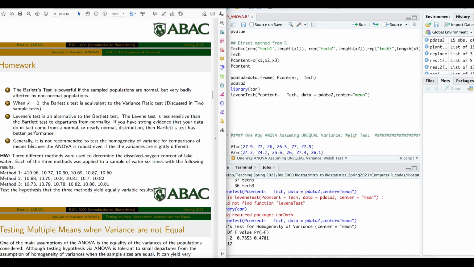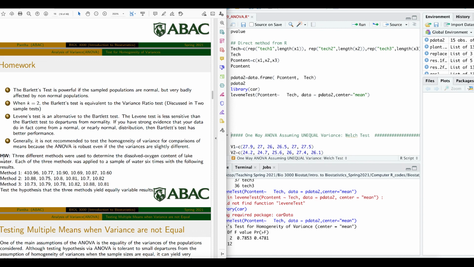Generally, it is not recommended to test the homogeneity of variance before comparisons of means because ANOVA is robust even if the variances are slightly different. So usually people don't check the homogeneity of variance because the one-way ANOVA or two-way ANOVA are strong enough to produce valid results even if the population is slightly deviated from normality.